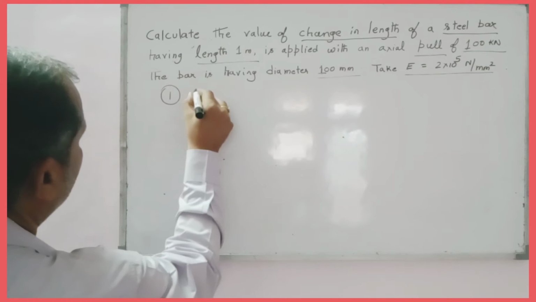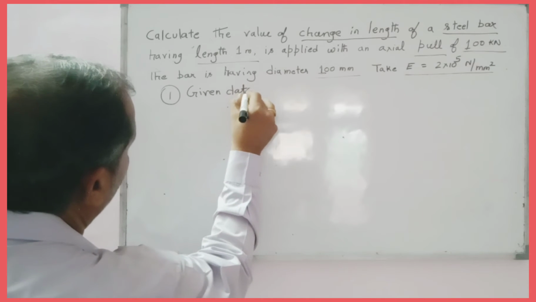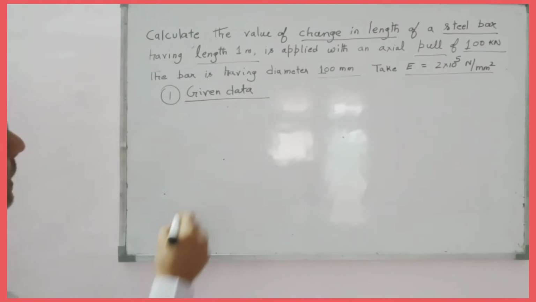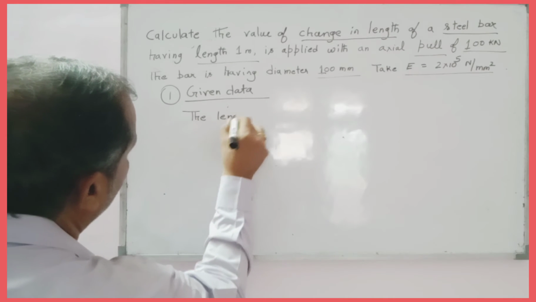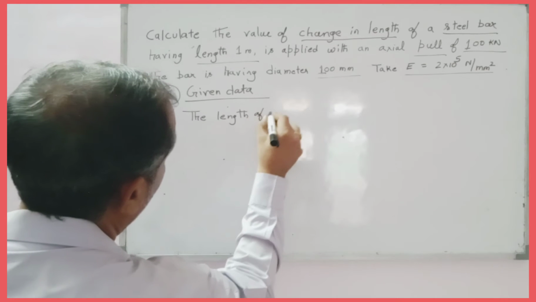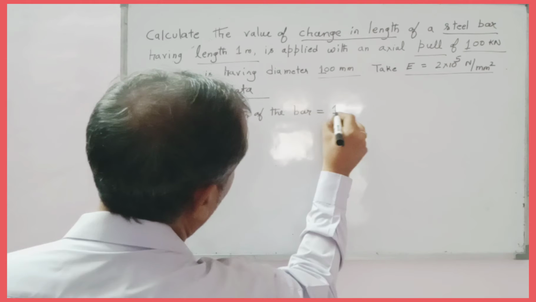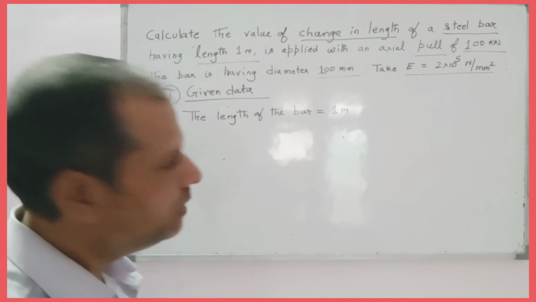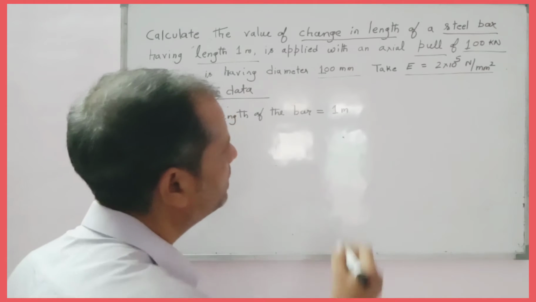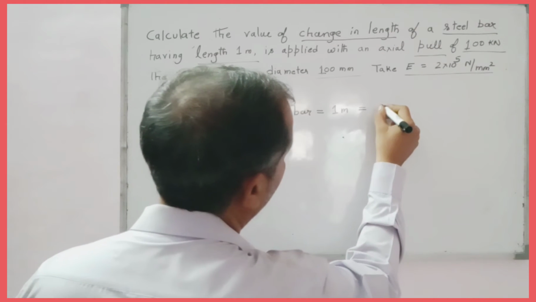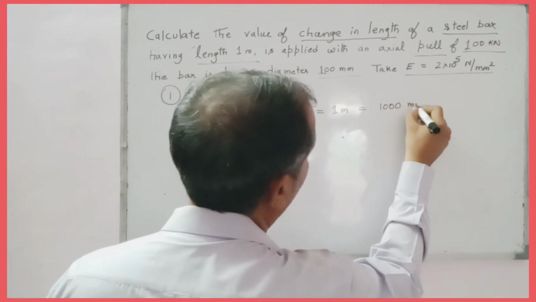Our first step is to collect data from the question. In the question, the length of the member is given. It is given 1 meter. So it is very easy to convert it into millimeters. For simplified calculations, 1 meter will be converted into 1000 mm.